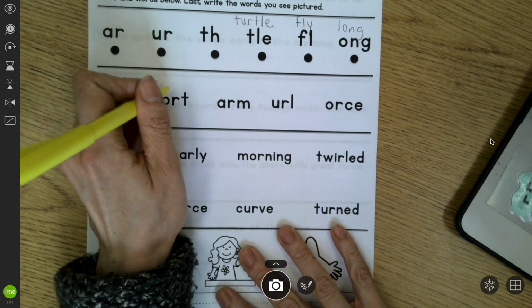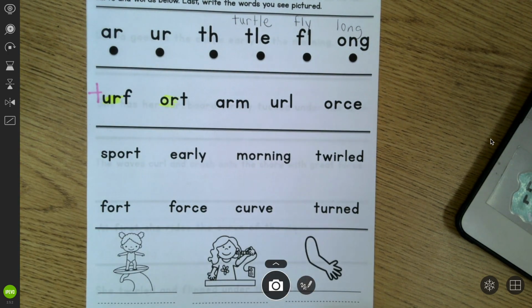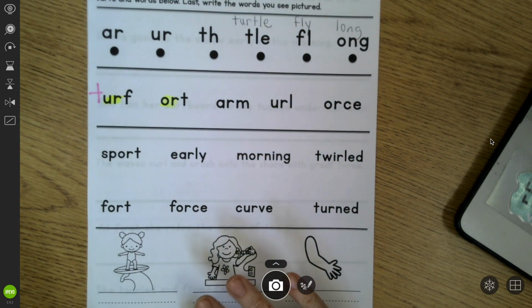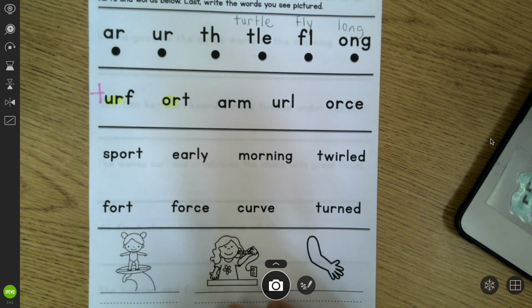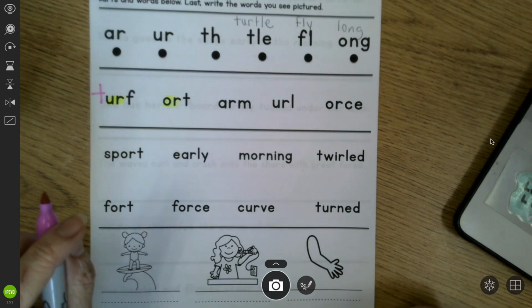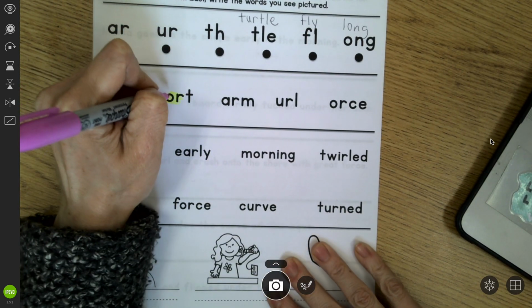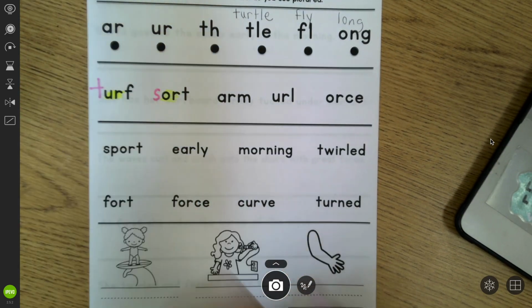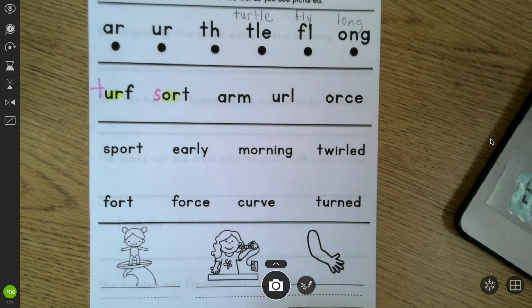All right, here we have O-R. Says or with a t. Ort. What can we put in the front of ort to make a word? Think about it. A real word, not a nonsense word. How about sort? Sort.